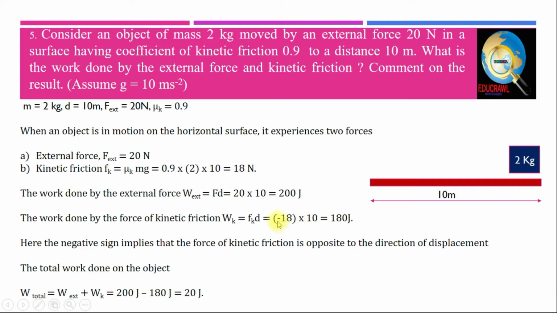Here, why are we having a minus sign? Kinetic friction, or friction, will be opposite to the movement of the object. So you have this minus sign. So minus 18 into 10 is minus 180. So for the total work done, one work done is 200, the other work done is minus 180. So 200 minus 180 is 20 Joule. So the total work done is 20 Joule.